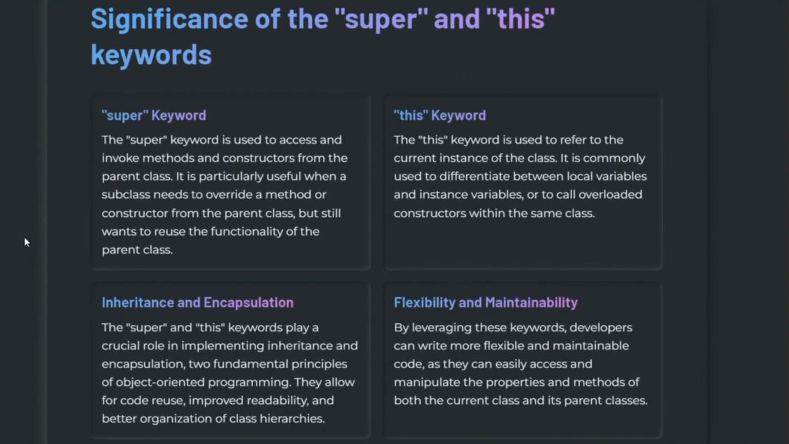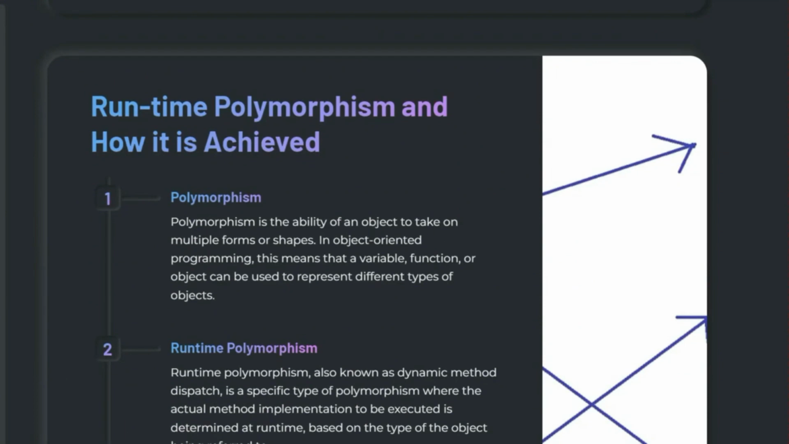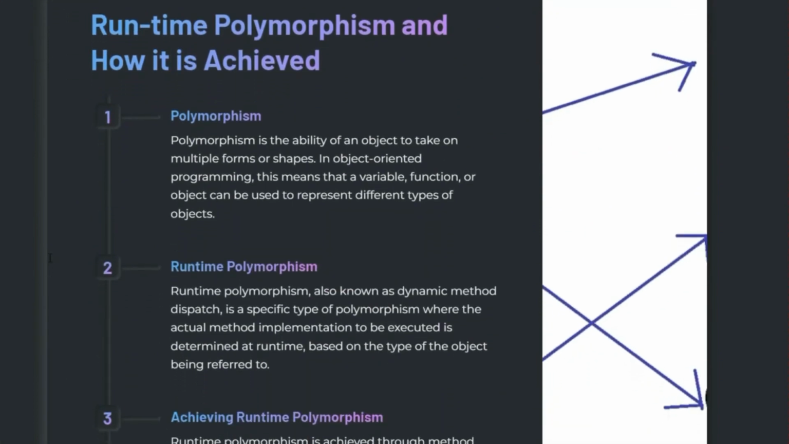So what are the super and this keywords? The super keyword in Java is used to refer to the immediate parent class object, that means the immediate superclass, and it's often used to invoke the superclass's constructor or methods. And what's the this keyword? This keyword refers to the current instance of the class and is used to access class variables and methods, right? If they are not satisfied and want more, then please give them syntax and examples, right? Okay, so the next question is: what is runtime polymorphism and how is it achieved?